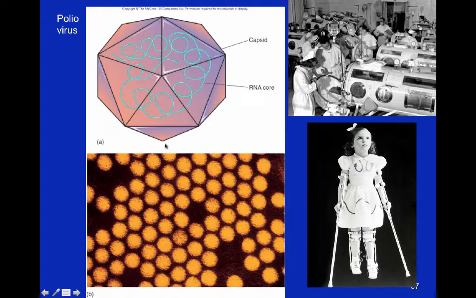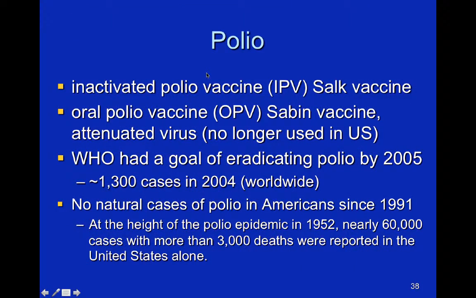So this is an electron micrograph, and a cartoon image. And because of these potential long-term effects, a vaccine was developed. It was an inactivated form. Also, there was an attenuated form that actually was showing reversion back to the wild type. But with this particular pathogen, we've seen no natural cases of polio since 1991. And at the height of the epidemic in 1952, nearly 60,000 cases were noted with more than 3,000 deaths. And that was just in the United States alone.